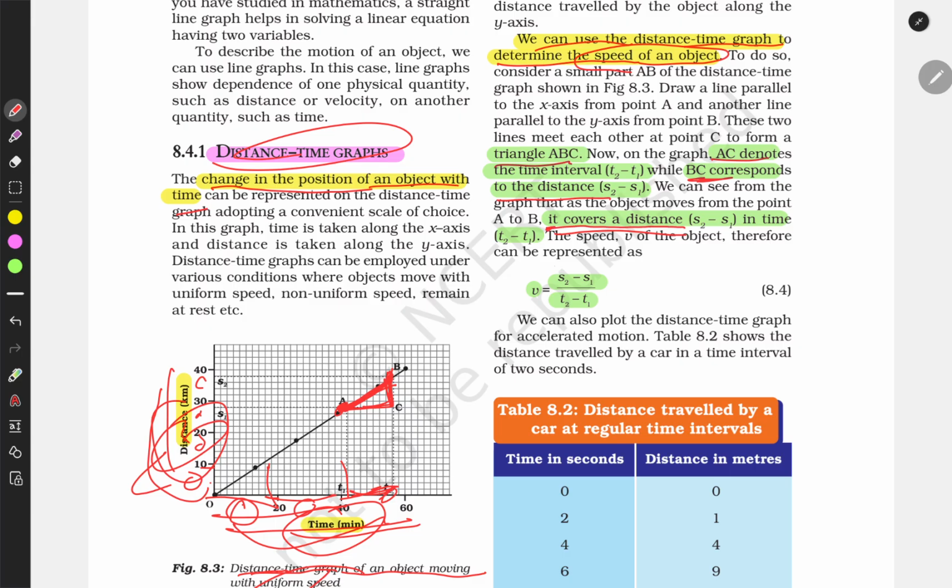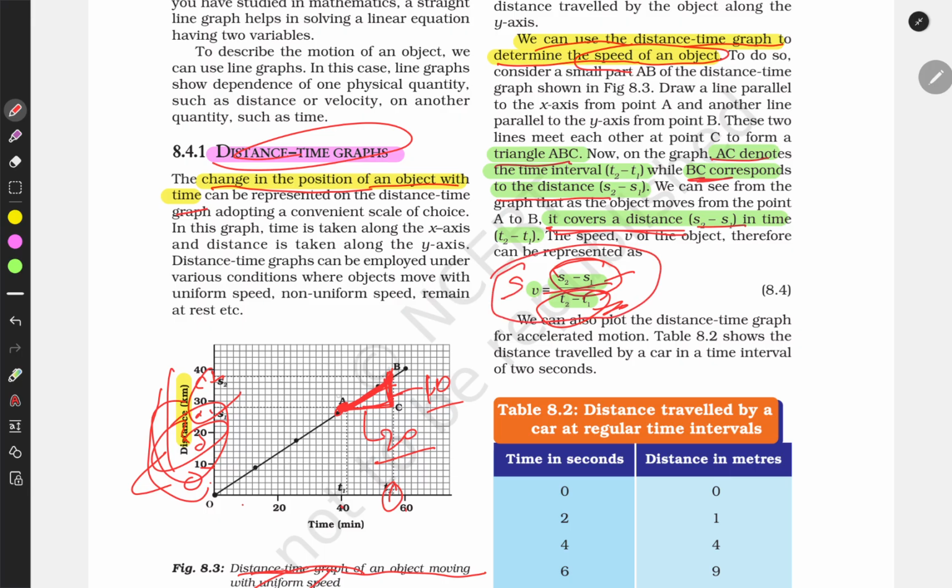It covers the distance of S2 minus S1. So the distance will be this minus this, which is 10, and the time will be this. Suppose this is 60 and this is 40, so 20. So this is how we can calculate speed, distance upon time. By this triangle on the distance-time graph, we can also calculate the speed of an object.